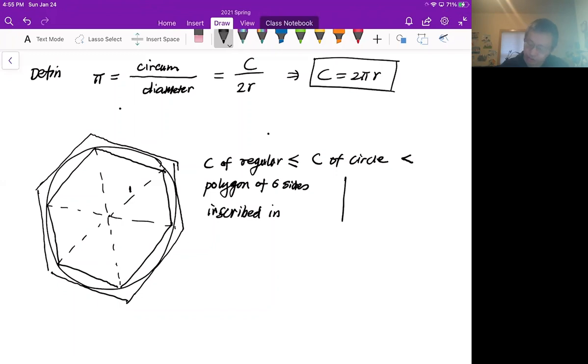So let's see, what is this guy here? The circumference of the circle is 2 pi r, that's here. How about this one here? The inscribed hexagon has side length 1, just because each of the triangles is an equilateral triangle. So the perimeter is equal to 6, right?